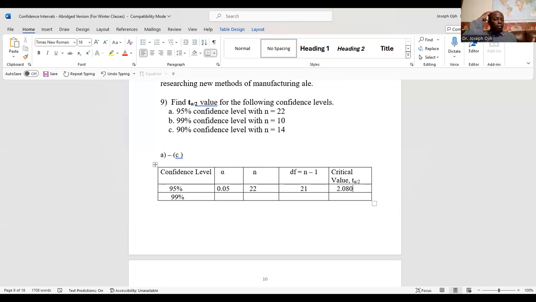So that's how we do it. And let's do another one, like number 9 for 99%. That means your chance of being wrong is 1%. Put 0.01. That's your alpha. And n is 10. Type it 10. Degree of freedom is n minus 1. That means 10 minus 1, which is 9. So for the critical value, you look under 9 degrees of freedom and alpha 0.01.